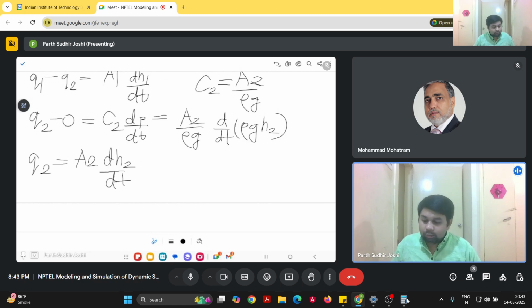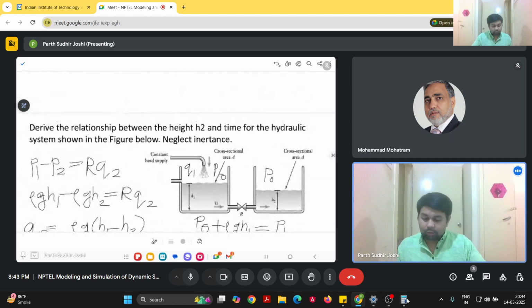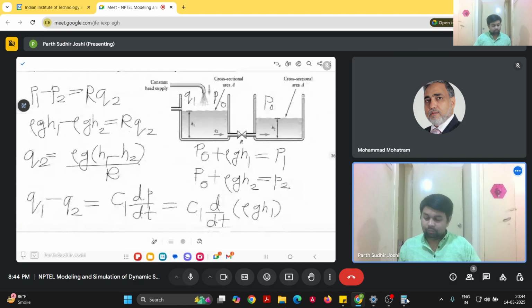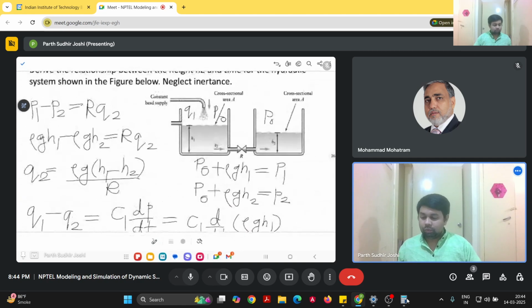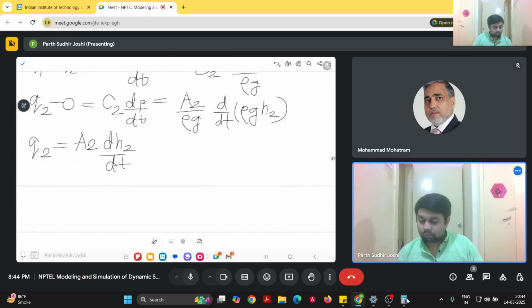So this will be the equation for the rate of change of H2: dH2 by dt is equal to Q2. Now we have an expression for Q2 from the hydraulic resistance. So Q2 is rho g (H1 minus H2) by R. So we will substitute it here.